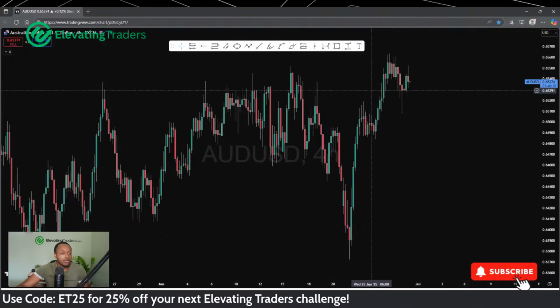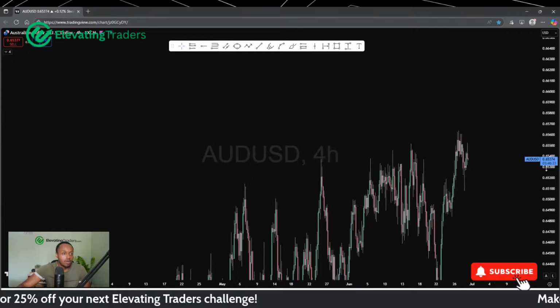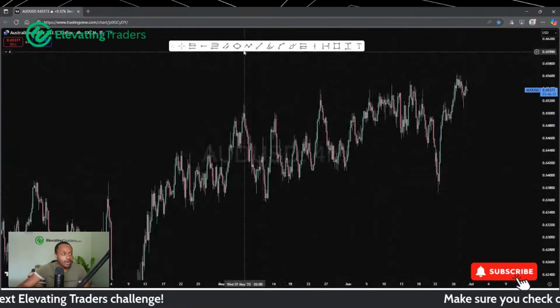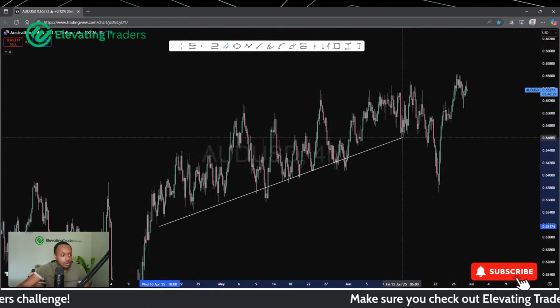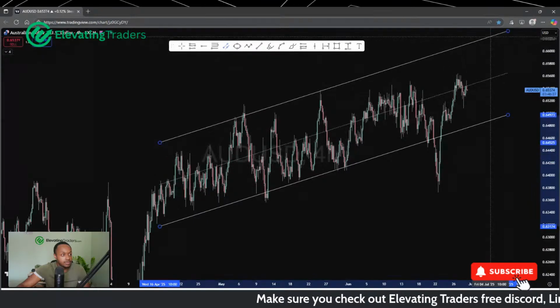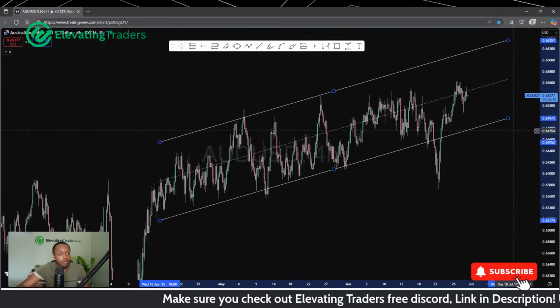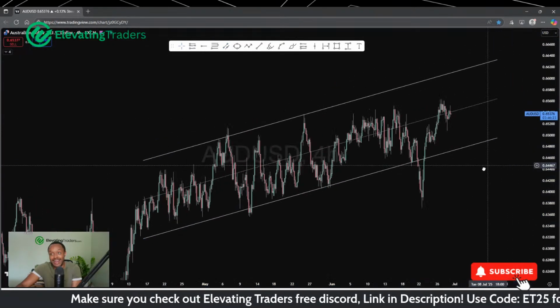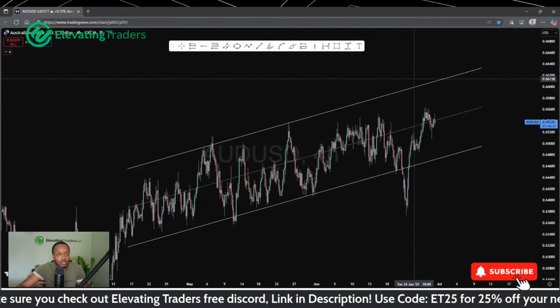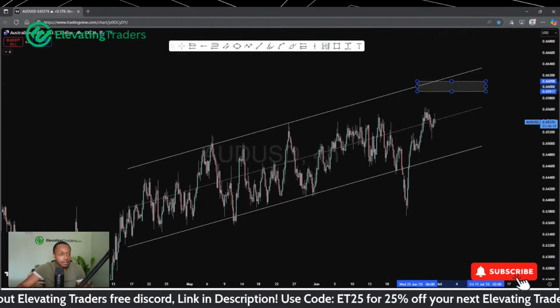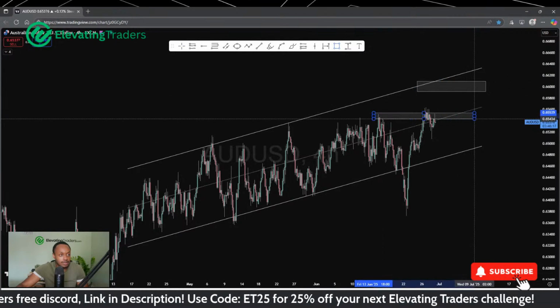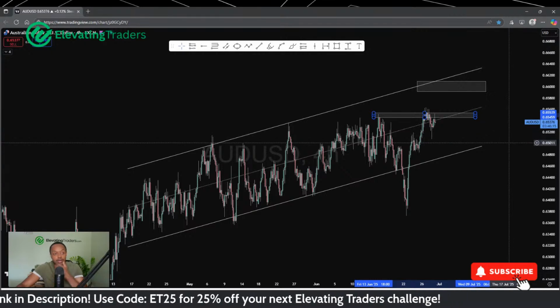In terms of Aussie dollar, another awkward market. Again, still kind of operating within that ascending channel. We've been doing that for quite a while. I said I'm looking for a push to the upper end of the channel. I still am, because I think there could be some nice shorts there around 0.66. At the moment, looks like some resistance is stopping us.